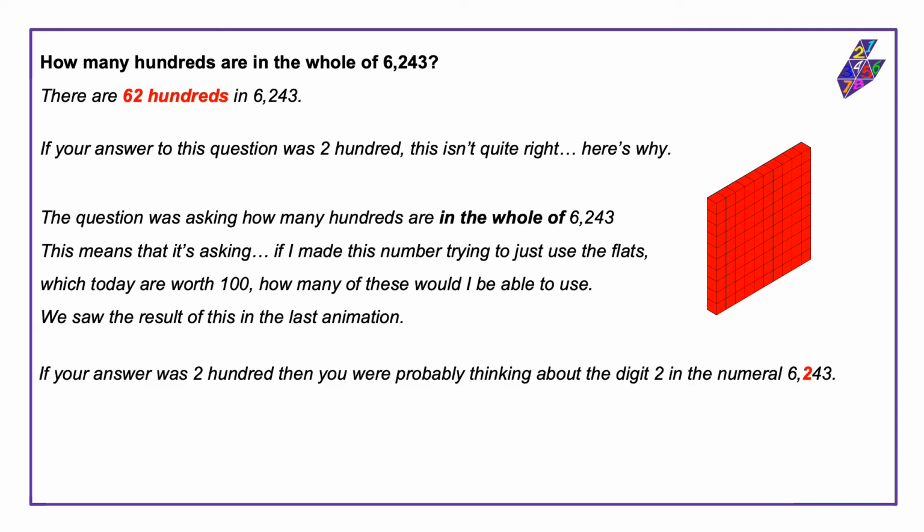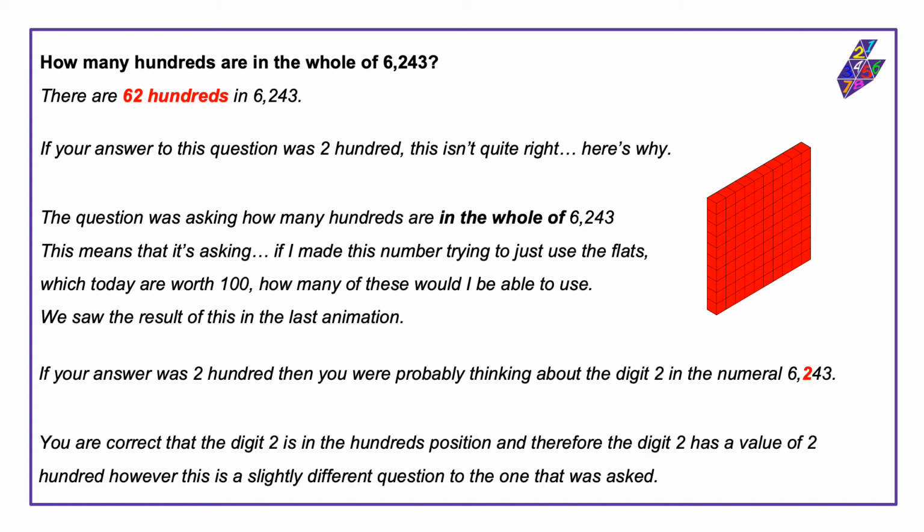If your answer was 200, then you were probably thinking about the digit 2 in the numeral 6,243. You're correct that the digit 2 is in the hundreds position, and therefore the digit 2 has a value of 200. However, this is a slightly different question to the one that was asked.